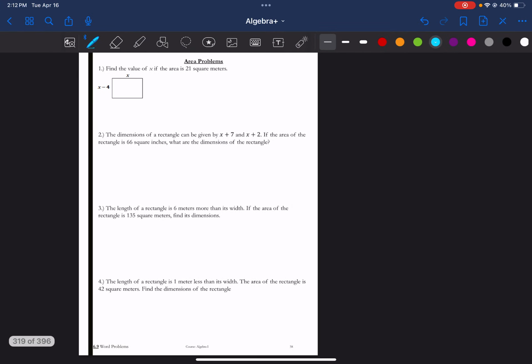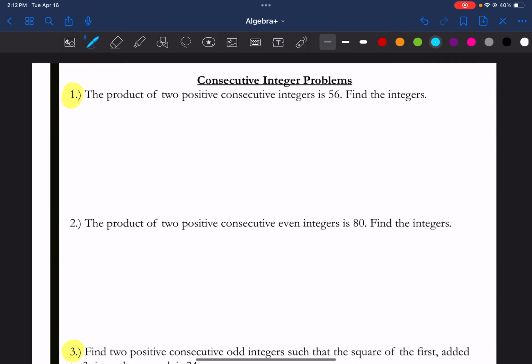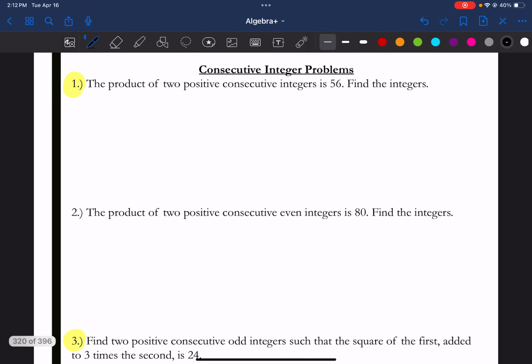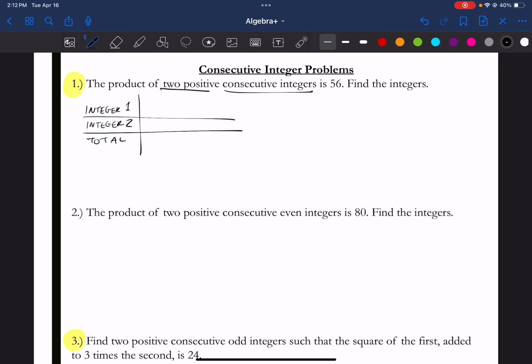They're actually consecutive integers. Well, this is when my little chart came in handy, right? Because it says the product of two positive consecutive integers. Okay, so I have integer 1, or first integer, and integer 2. I also have my total. Do you guys remember making this tic-tac-toe type of visual? So my total is 56. Well, if the first integer is x, the next consecutive positive integer is going to be x plus 1. So I take x plus 1.